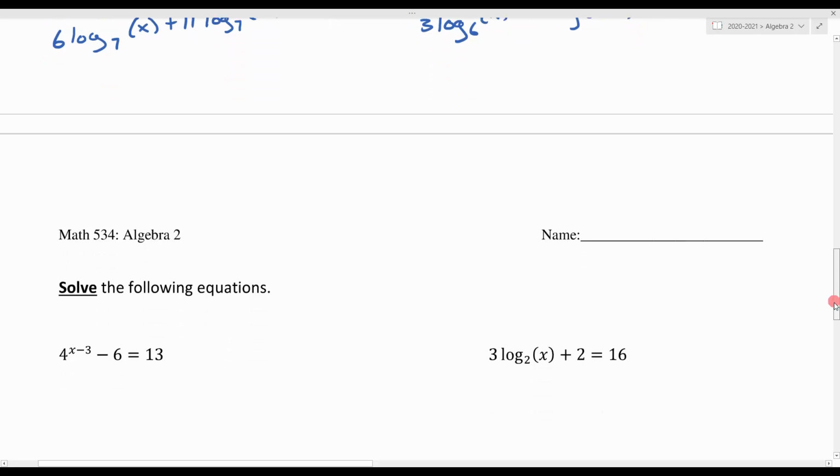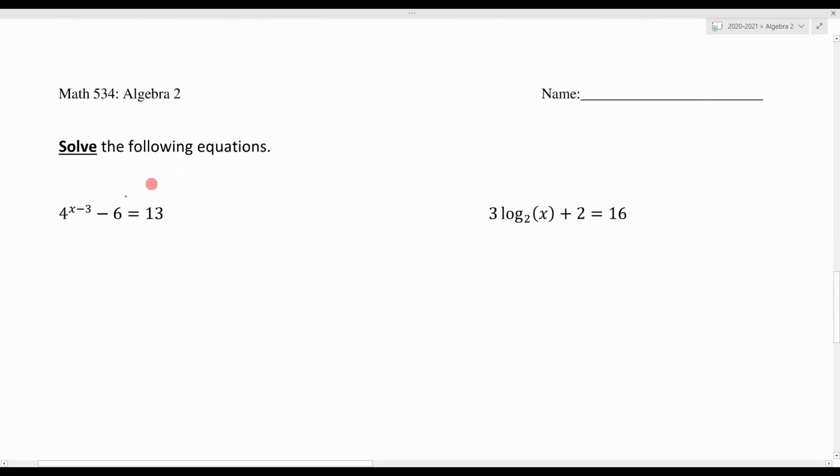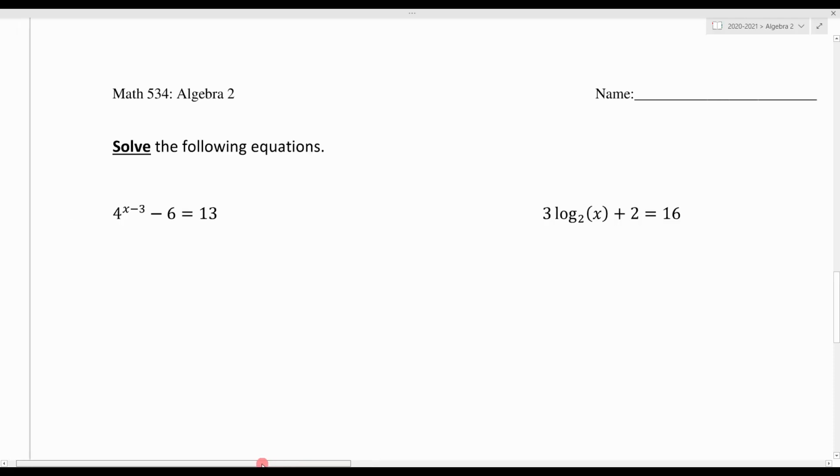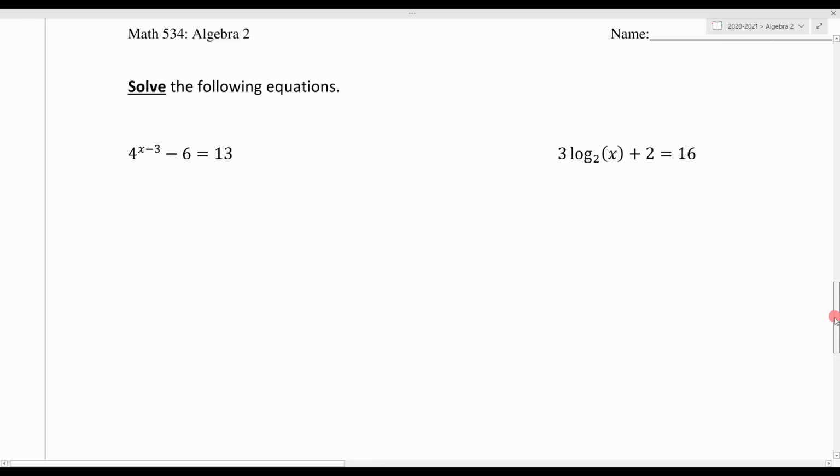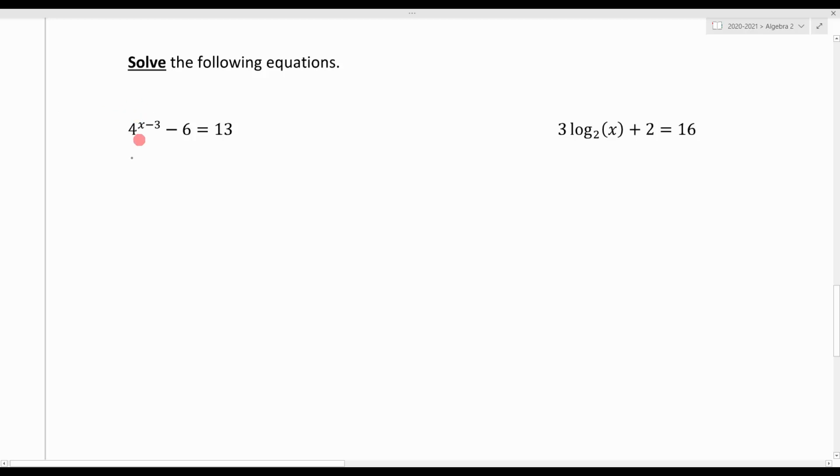All right, so to wrap this up, we're going to work on just a little bit of solving. These are brand new types of equations that you've never seen before until this unit. So I just want to make sure I hit these one more time before we get to the quiz tomorrow. If you are solid with these, if you know how to solve these already, you can go ahead and skip this part of the video, but if you want to see a couple more examples, you should continue watching.